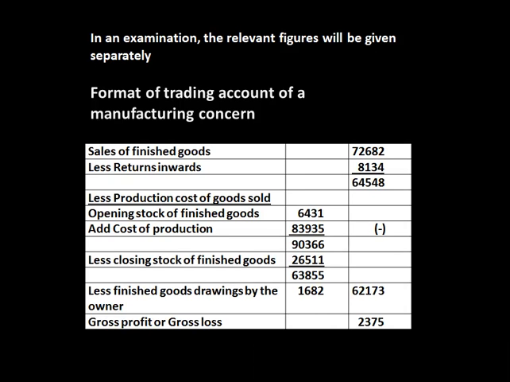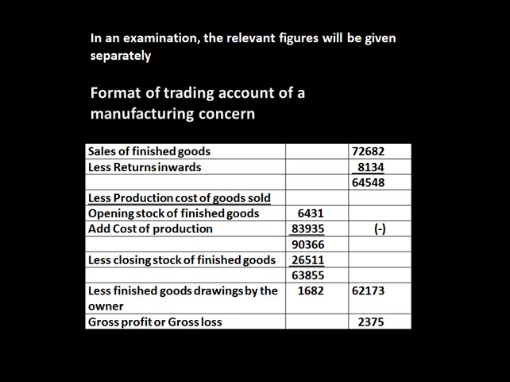Now, the format of a trading account for a manufacturing concern. Well, in this case, let's look at the sale of finished goods as 72,682. Less returns inwards, so we have to take away what has come back. So we get a net figure of 64,548. That's the sale of finished goods. That's what we've actually sold.